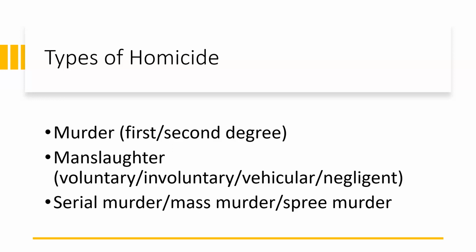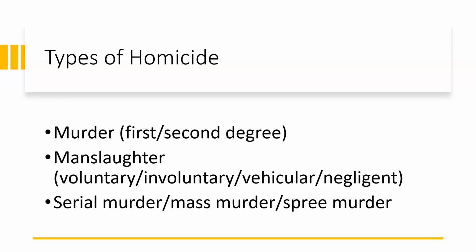Manslaughter could be voluntary, involuntary, vehicular, or negligent. So generally speaking, manslaughter is a crime of lesser responsibility. If you think vehicular manslaughter, if you were texting and driving and clearly breaking the law by texting and driving and you hit and killed somebody, that would probably be a vehicular manslaughter. Doesn't mean you necessarily meant to kill the person, but there are different levels of intent here.